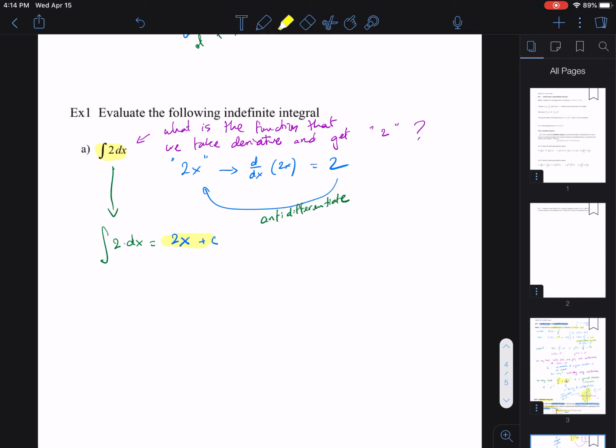So that's what we're supposed to do when asked to evaluate the following indefinite integral. Our goal is: what is the function that we take the derivative of and get 2? Well, that's 2x, but there's more than just 2x. It could be, for example, 2x plus 5, or 2x plus pi, or 2x plus e, or 2x minus 7, something like that. Infinitely many, right? To capture that, we say it's going to differ by some constant c.